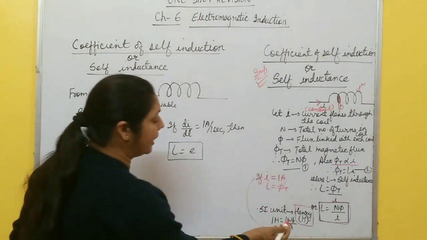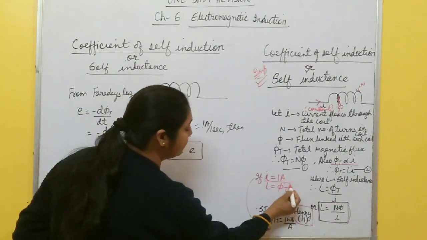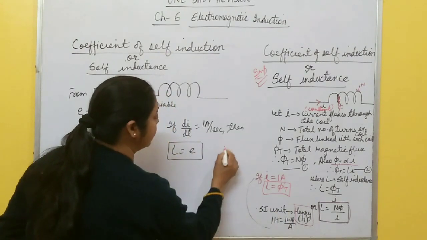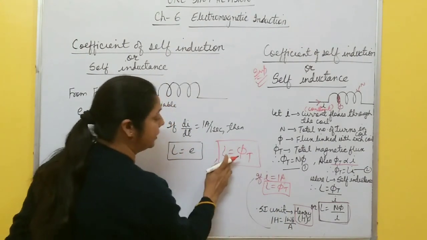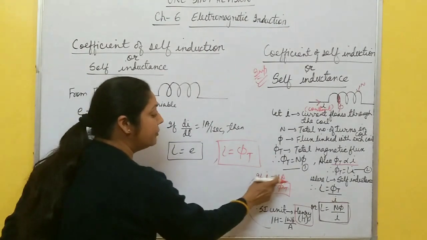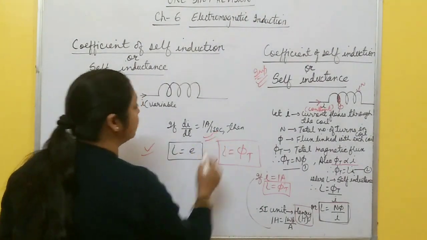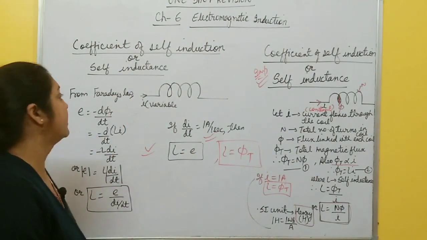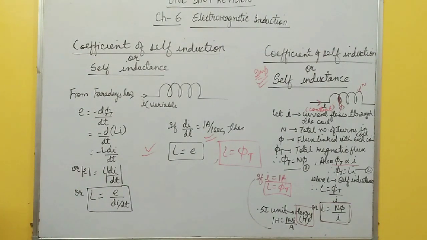And in terms of I, you write if I is 1 ampere, L equals phi t. In this way also you can define it. The coefficient of self-inductance is numerically equal to the total magnetic flux linked with the coil if unit current flows through it. In both ways you can define the coefficient of self-inductance. So this is about self-inductance.